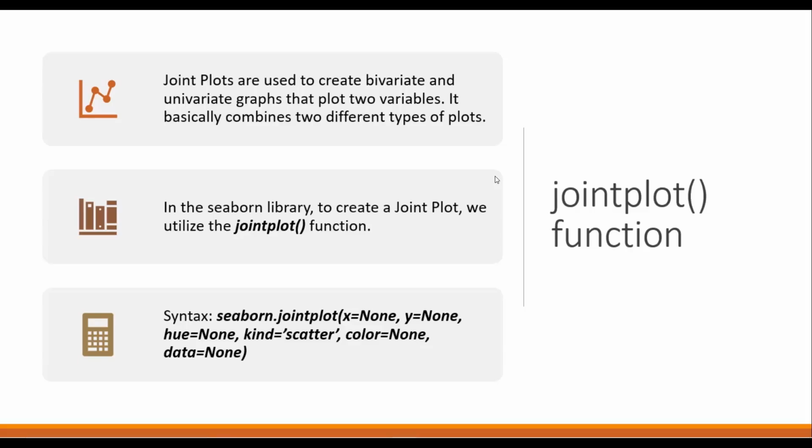Then we have color. When the hue mapping is not used and you want to specify one color for the whole plot, you have to specify the color argument. And the last one is data. It is the data set that is being used. So we will learn this function with the help of examples. I will show you the examples.